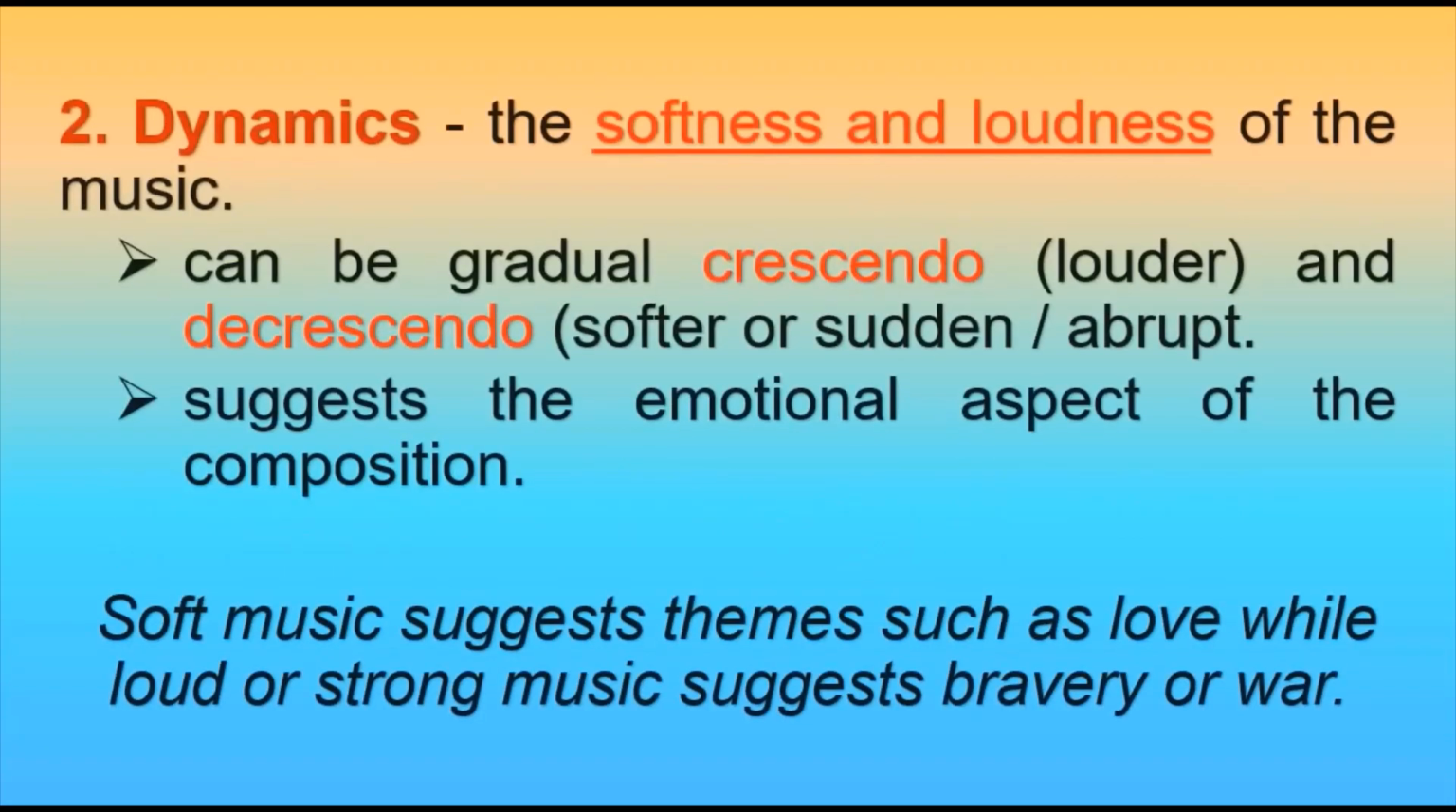Number 2. Dynamics. The softness and loudness of the music. It can be gradual crescendo and decrescendo. It suggests the emotional aspect of the composition. Soft music suggests themes such as love, while loud or strong music suggests bravery or war.